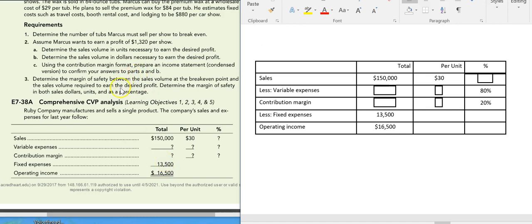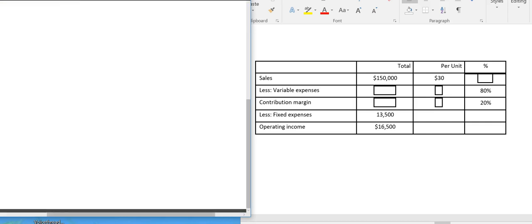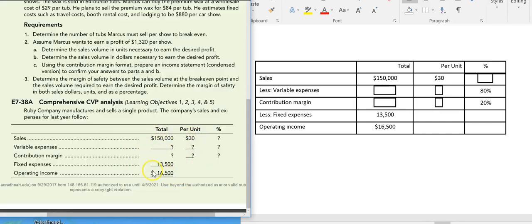So this is actually on page number 424, and the problem continues to page 425. If you go to page 425 you will see all these requirements, number 1, 2, 3, and under each requirement you have a few questions. So first we will try to figure out the question marks, or the missing information, in this table. Again, it's about CVP, or cost-volume-profit analysis, where you will use the concept of contribution margin.